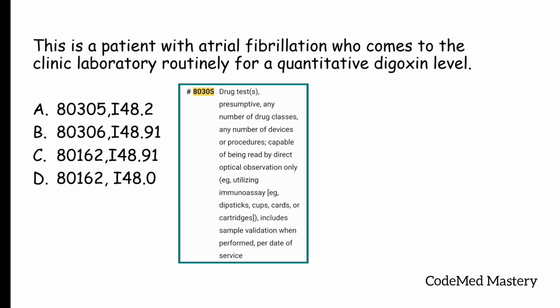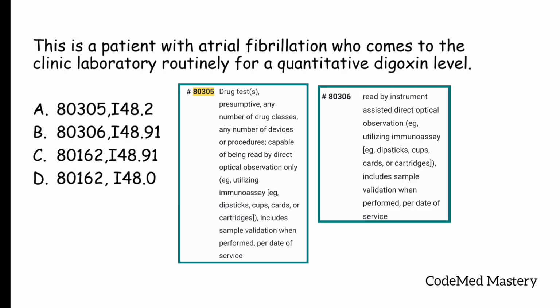80305 is for drug test, presumptive, any number of drug classes, any number of devices or procedures capable of being read by direct optical observation only, includes sample validation when performed, per date of service. And option B, 80306 is for drug test, presumptive, any number of drug classes, any number of devices or procedures read by instrument assisted direct optical observation.